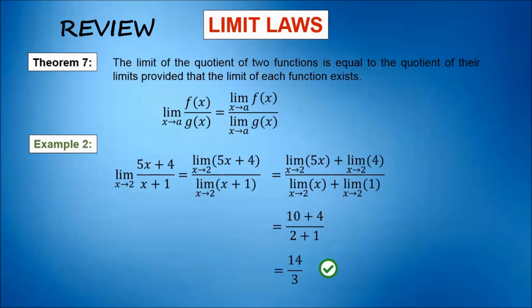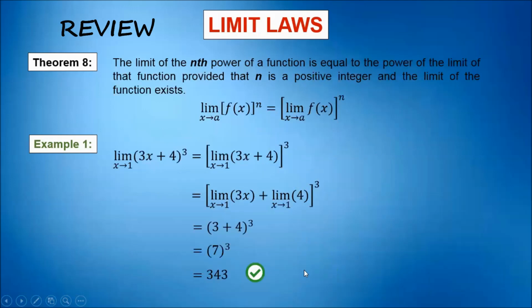Also, we have an additional example for theorem number 7. Again, another rational function, the limit of 5x plus 4 all over x plus 1 as x approaches 2. Again, by applying the theorem, the answer for that is 14 over 3.